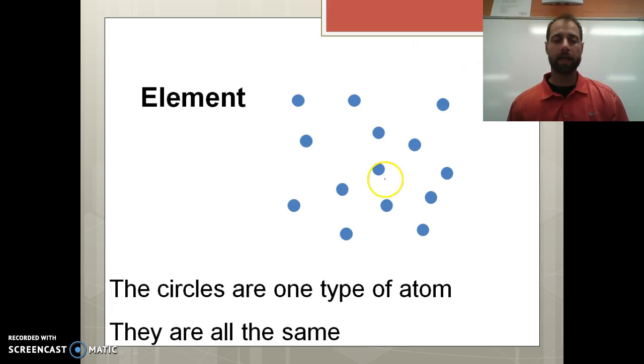And as an element, all these circles are the same type of atoms. So if you imagine that these are hydrogen atoms, let's say, all of these hydrogen atoms are going to look and act exactly the same.